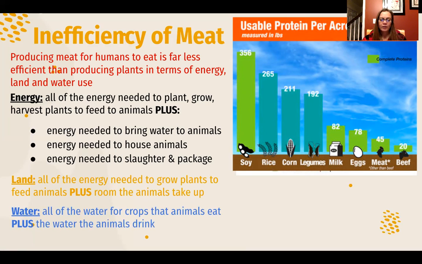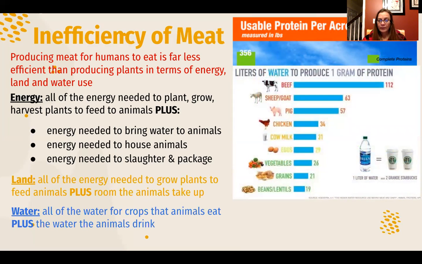And when we talk about water, we're talking about the water for growing the crops that the animals eat, as well as the water that the animals drink. So again, we see a graphic here with how much water it takes to produce just 1 gram of protein. And again, substantially more for all of our animal-based protein sources.